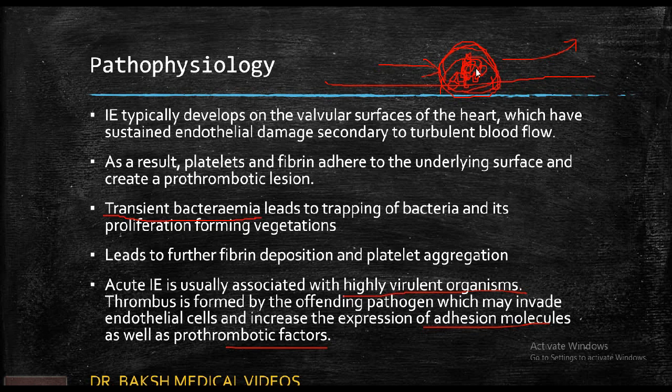Another way is if antigens break away from these vegetations. When these antigens go into the bloodstream, they combine with antibody and form antigen-antibody complexes. Now these antigen-antibody complexes get deposited in various parts of the body. They get deposited into the eye and form Roth spots, or in the kidneys causing glomerulonephritis.